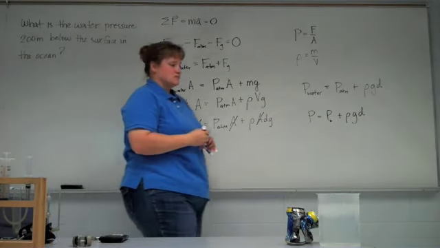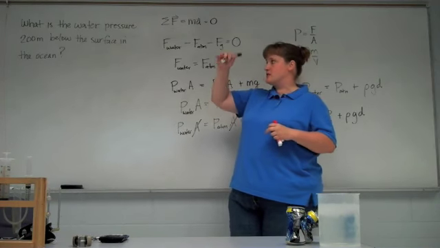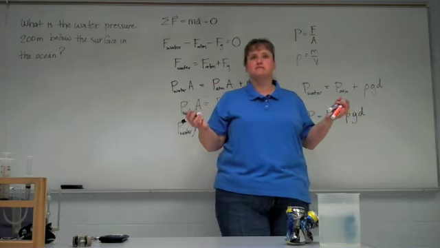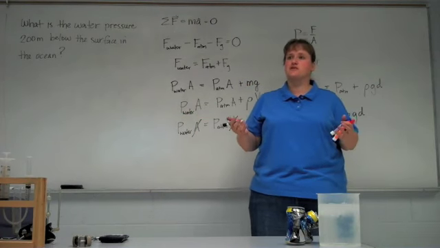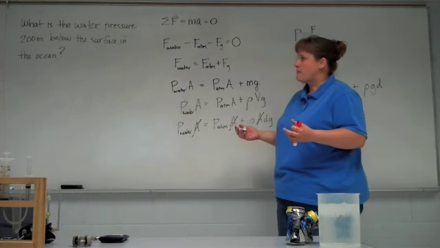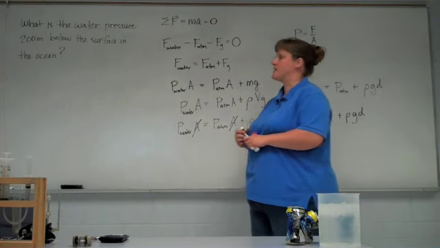So for example, what would the water pressure be 200 meters below the surface in the ocean? So say we're in a submarine. We're 200 meters below the surface of the water. We're out in the ocean. What will the water pressure be at that location?